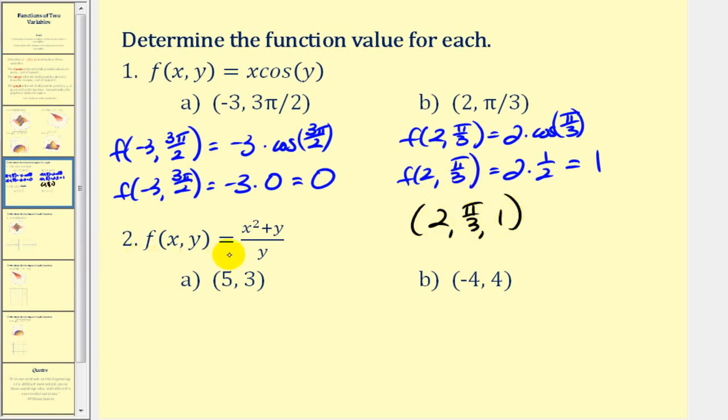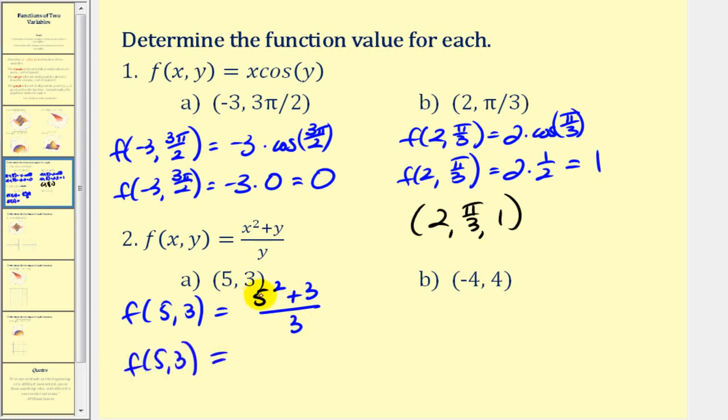And for number 2, it's a similar process. We'll basically perform substitution when x is 5 and y is 3. So we'll have 5 squared plus 3, divided by 3. So we're going to have 25 plus 3, it's 28 divided by 3. That doesn't simplify. And again, if we wanted to, the ordered triple would be 5, 3, 28 thirds.